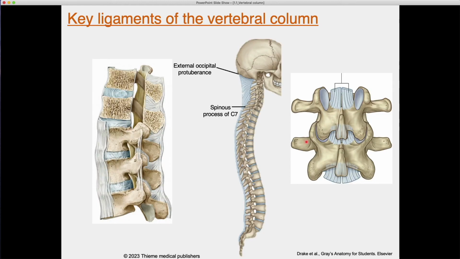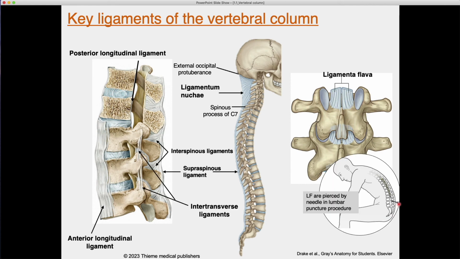So now let's look at ligaments. What are some of those key ligaments of the vertebral column that help stabilize it but also prevent hypermobility in some directions? This anterior longitudinal ligament is the only ligament to prevent hyperextension of the spine. This is the posterior longitudinal ligament, and it's there to prevent hyperflexion, and also to prevent posterior herniation of the intervertebral discs.